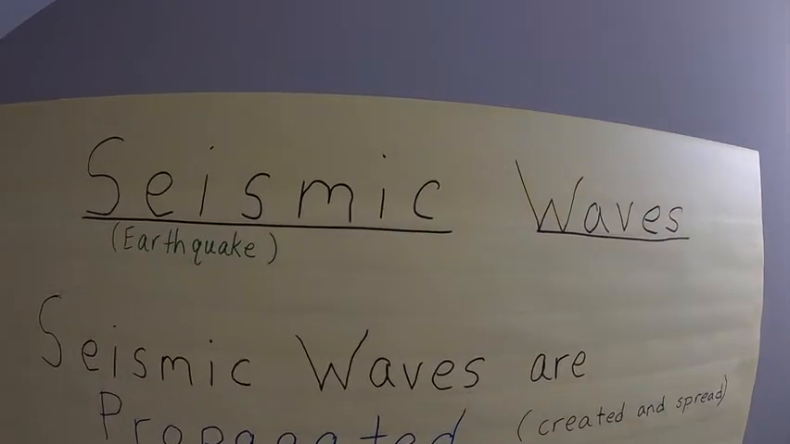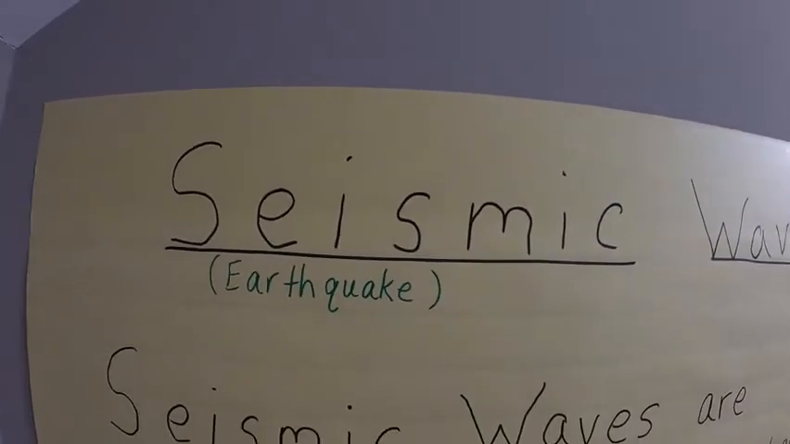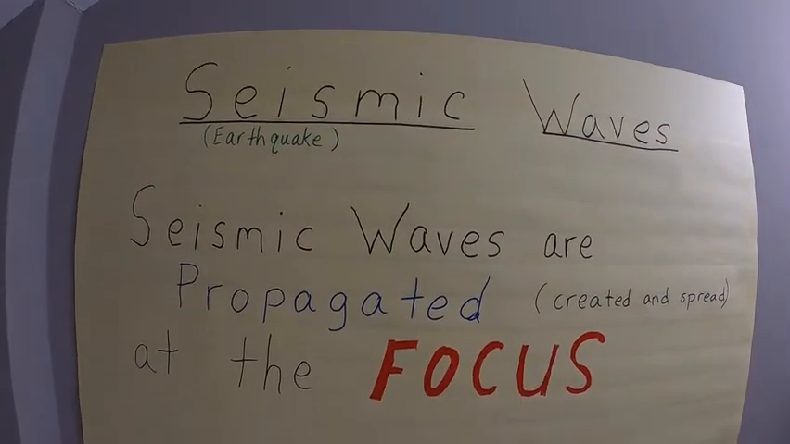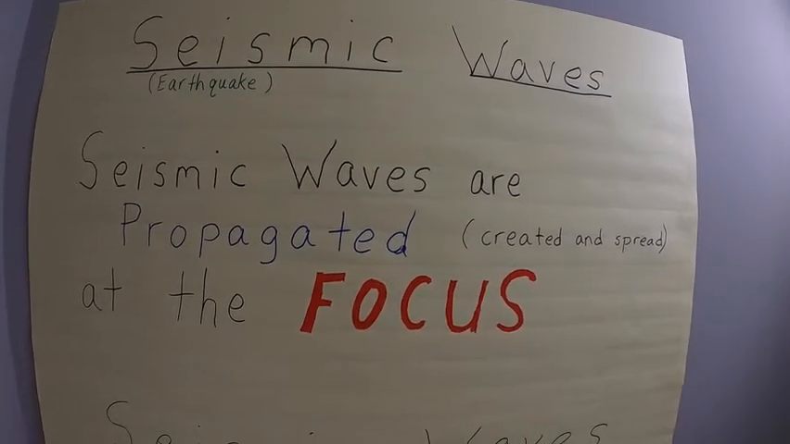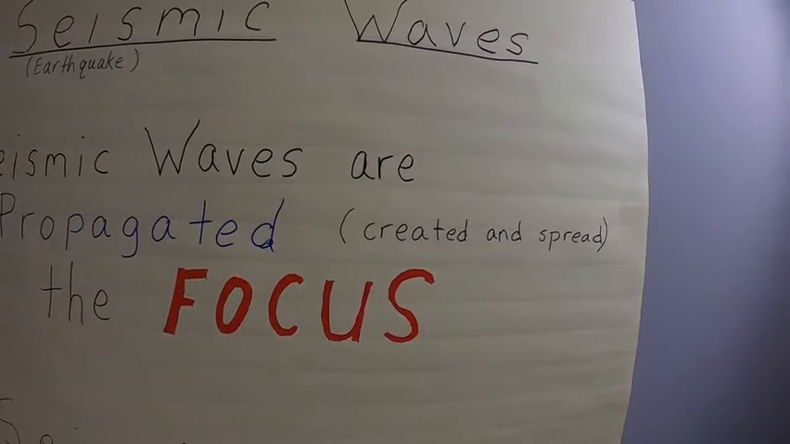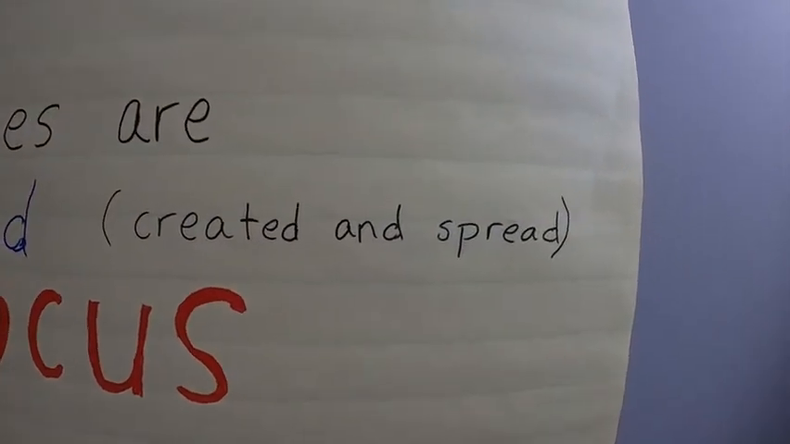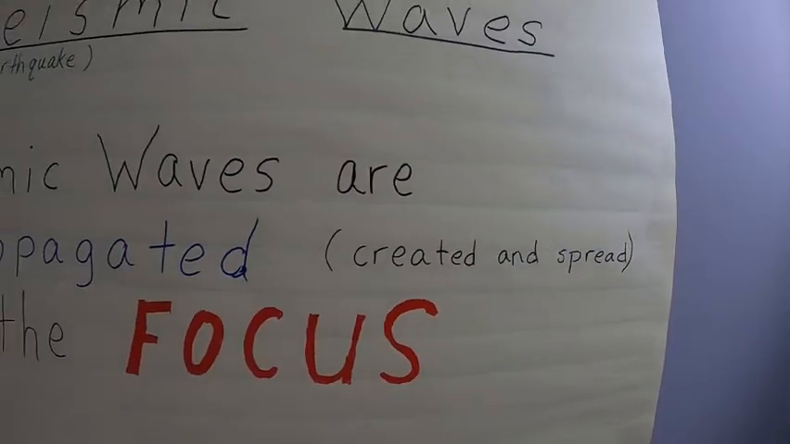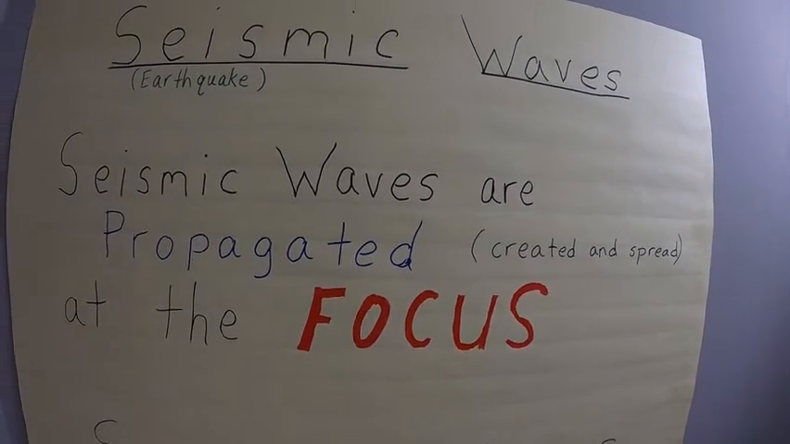So again, if you see the word seismic, you need to be thinking earthquake. Seismic waves. So seismic waves are propagated. That's a weird word that they like to use in earthquake and science terms. Propagated just means that they are created there and they spread out from there. So seismic waves are propagated at the focus.